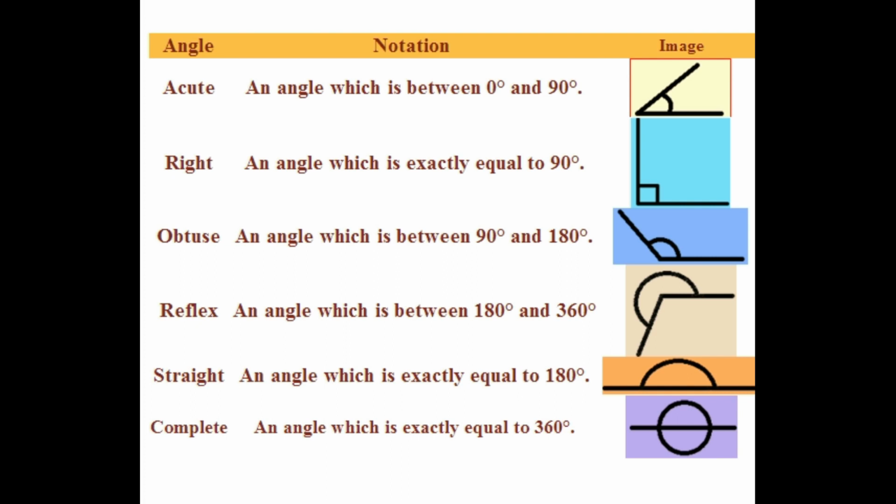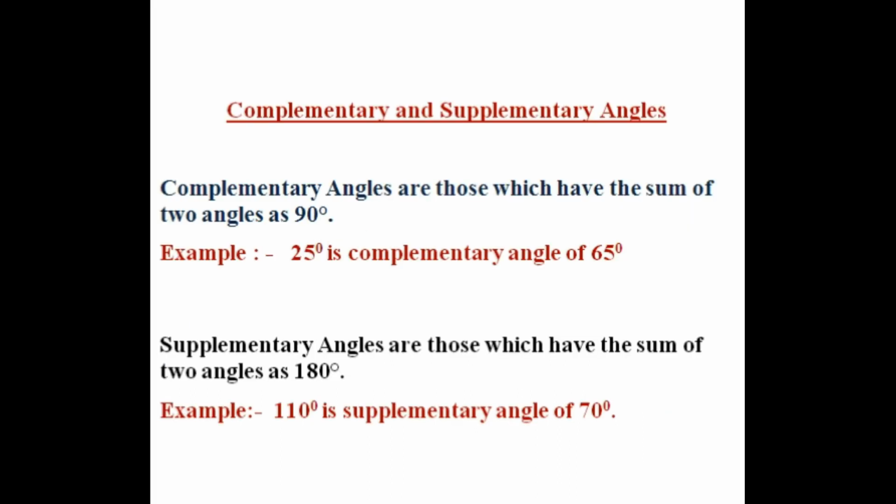Then complete angle. What is complete angle? An angle which is exactly equal to 360 degree. That means one complete rotation. Clear? See the angle, one complete rotation is called complete angle. Okay. So these are the types of angles. Always you have to remember.